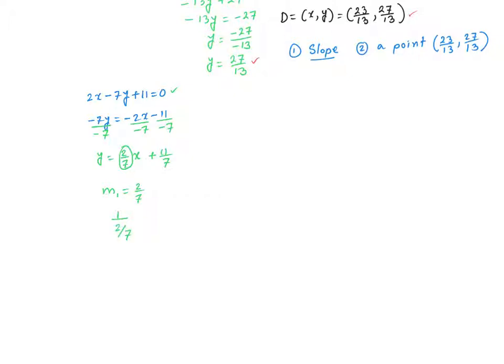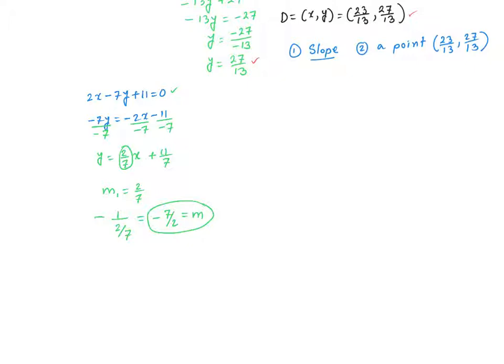But we need to consider the negative reciprocal. So we find the reciprocal and multiply it by -1. That just gives you a negative here. And if we do this, it's going to be -7 over 2. That's going to be the slope of the desired line. Okay, so this is going to be the slope of the desired line.